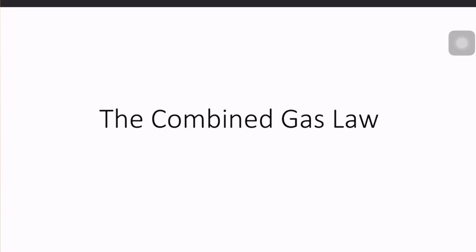We are going to talk about the combined gas law. Now, it's very rare that when you're dealing with gases, you're only dealing with two of the four properties. So the combined gas law is a very useful gas law.